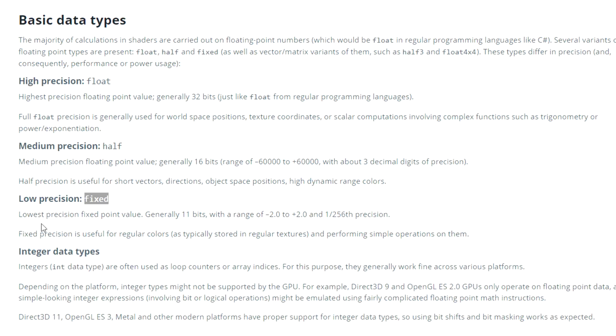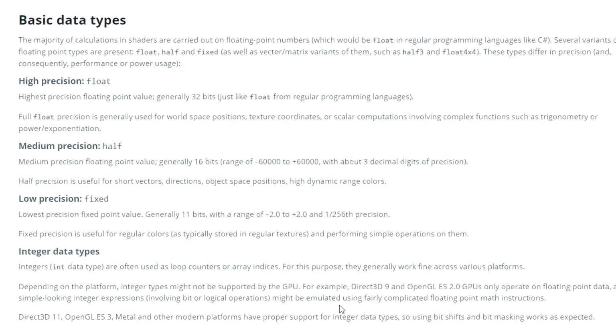There's also a third data type here called the integer data type, but I'm not going to cover it because I've never seen it being used, and I think it might not be supported on some GPUs, so I don't think it's worth worrying about. So for your basic data types, we have a 32-bit float called float, we have a 16-bit float called half, and we have an 11-bit float called fixed.